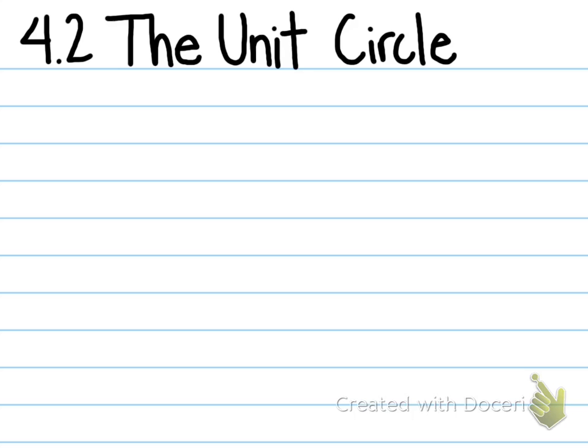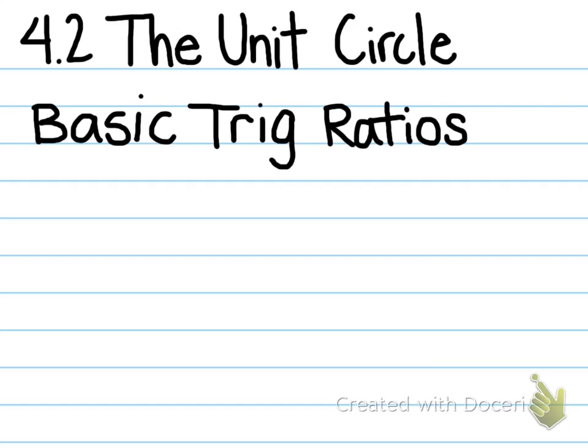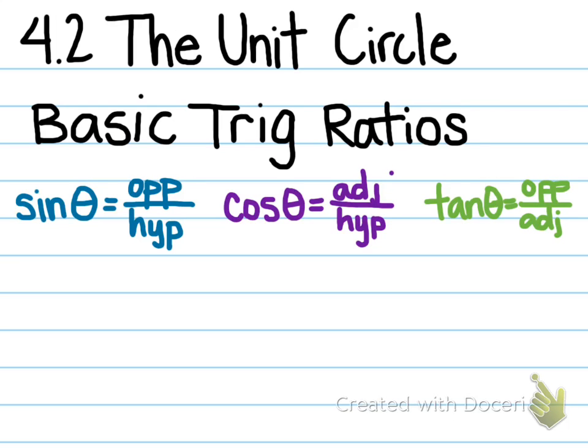Section 4.2 on the unit circle. So we're going to start with some basic trig ratios that you learned in geometry. So we learned that sine of an angle is the opposite side over the hypotenuse of a right triangle. The cosine of an angle is the adjacent side over the hypotenuse. And the tangent of an angle is the opposite side over the adjacent.